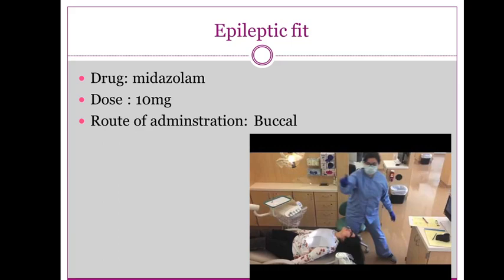In case of patient coming to the clinic with epilepsy, we might encounter epileptic fit. Okay, so what are we going to do with this patient? We're going to give him midazolam. Dose is 10 milligram, and we give it buccally, okay. And can you see, this is a picture of a patient with epileptic fit in dental clinic.